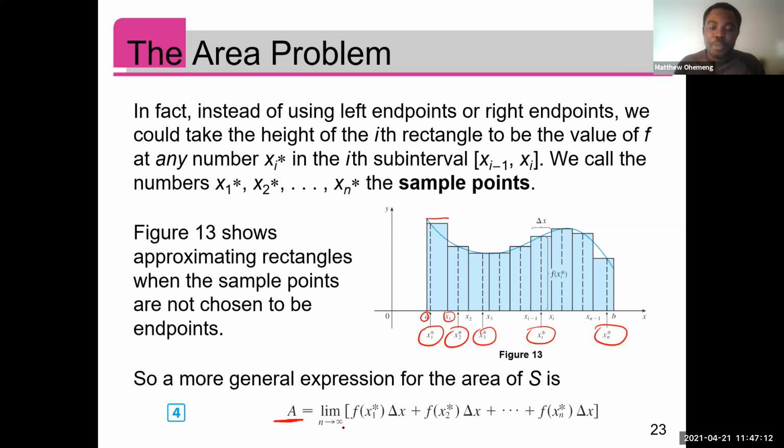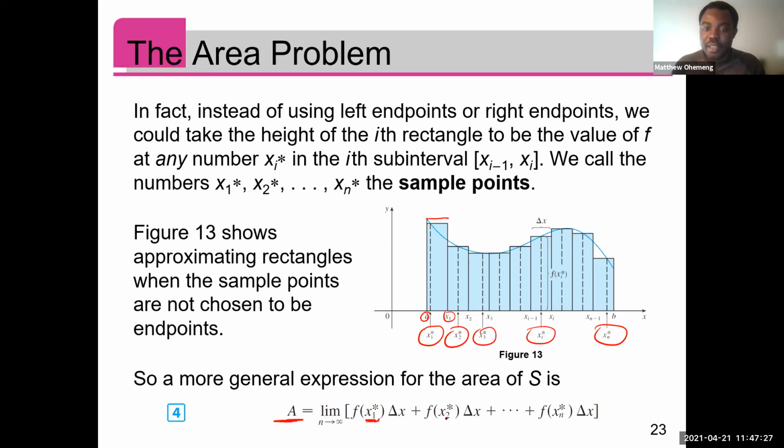The limit as n approaches infinity of what? For the first interval, the height is determined by the first sample point, right? So that's s sub 1 star, and then f of x sub 1 star. That will give us the height. And then the weight is always delta x, right?